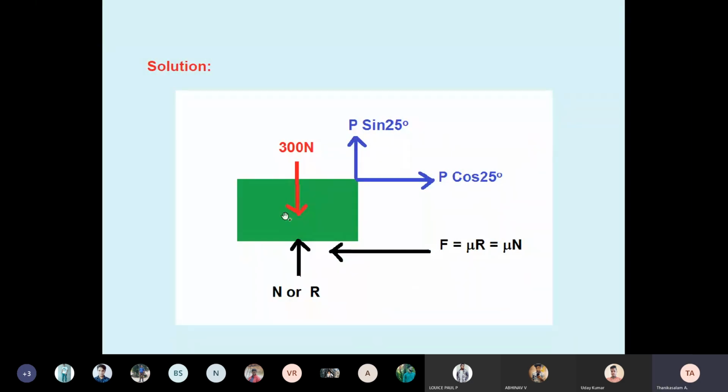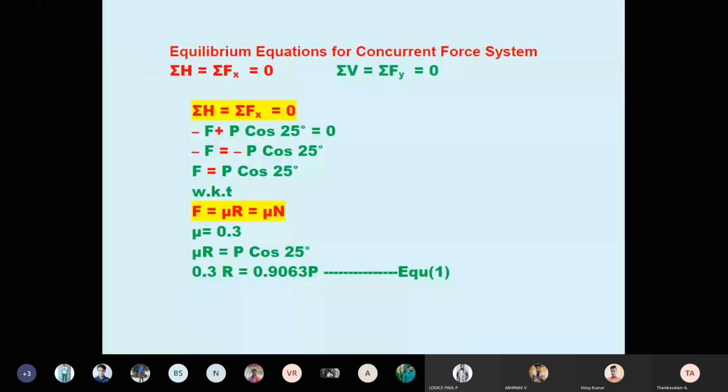Weight is acting down. So we have already told the equilibrium equations. Summation of equilibrium equations for a concurrent force system: summation of H equal to 0, summation of V equal to 0. You can write, assume the block is in equilibrium. Therefore, the horizontal force equal to 0 and the vertical force equal to 0. So what are the horizontal forces?